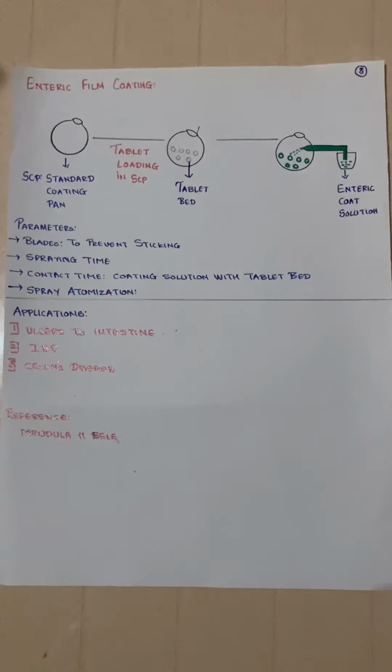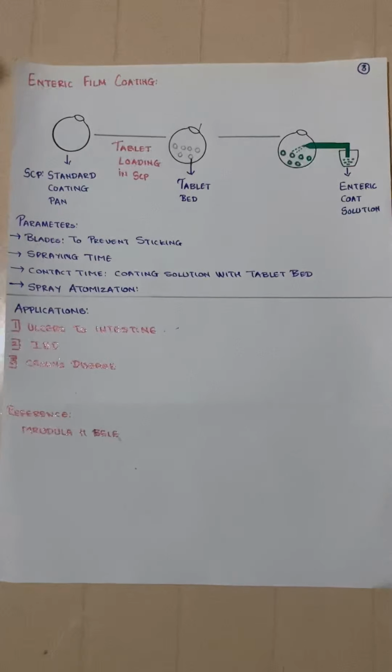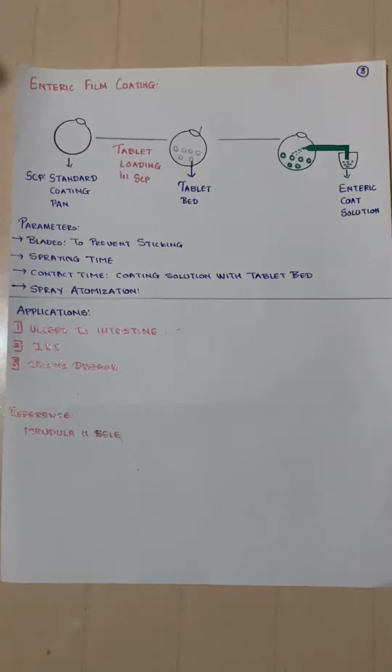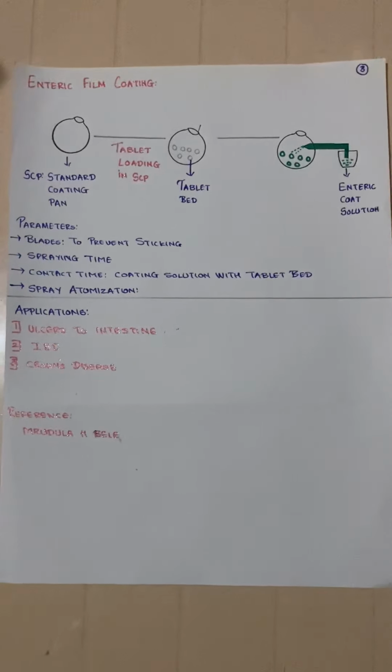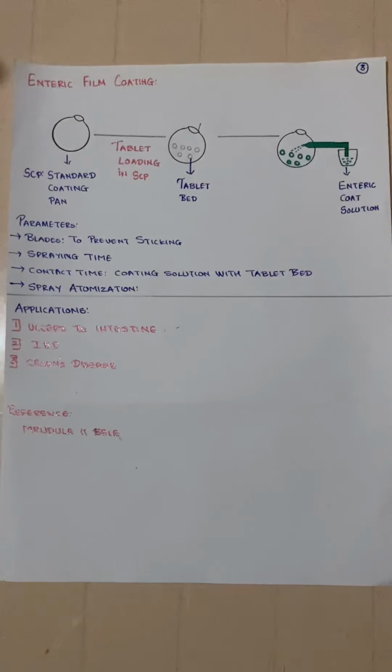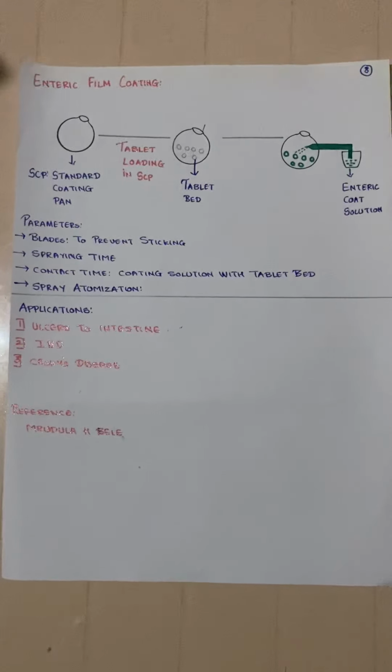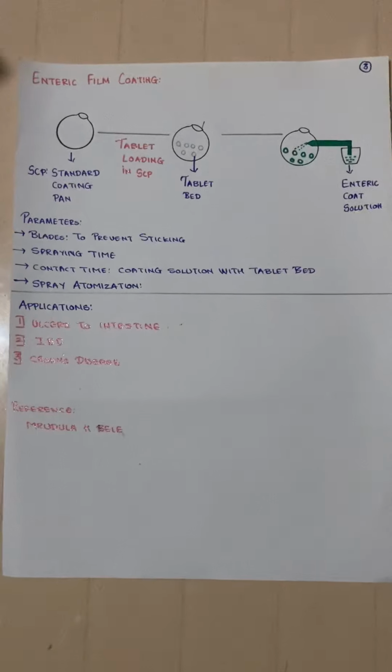We use enteric coated tablets in disease conditions like inflammatory bowel disease, Crohn's disease, and when a person suffers from a disease with ulceration or ulcers of the intestine.